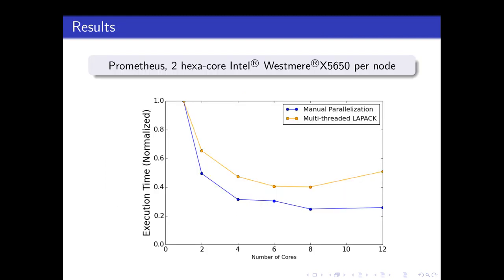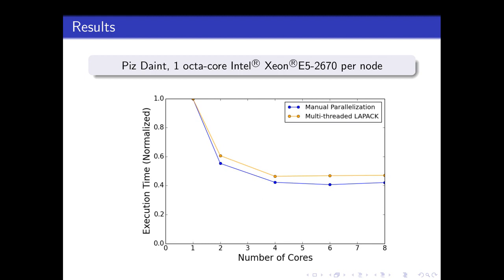To test the two approaches, we performed several benchmarks. This one was performed on Prometheus, which is a local development machine with a total of 12 CPU cores on each node. Here we were able to obtain considerable speedups of almost a factor of 4, and the manually parallelized version has a clear advantage over the version using multi-threaded linear algebra.